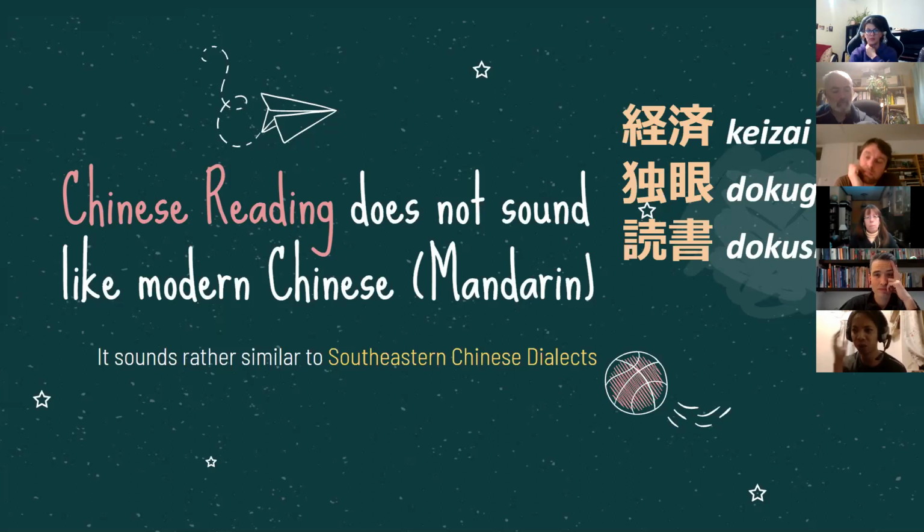I can show you some examples. I have three. I'm going to read it in onyomi, followed by the Cantonese dialect, like the Hong Kong dialect, and then the last one is Mandarin, so you can hear the difference. Okay, let me start with the first one. It's 'economic', 経済, 经济, 经济. So you have an idea. And dokugan, which means single-eyed.